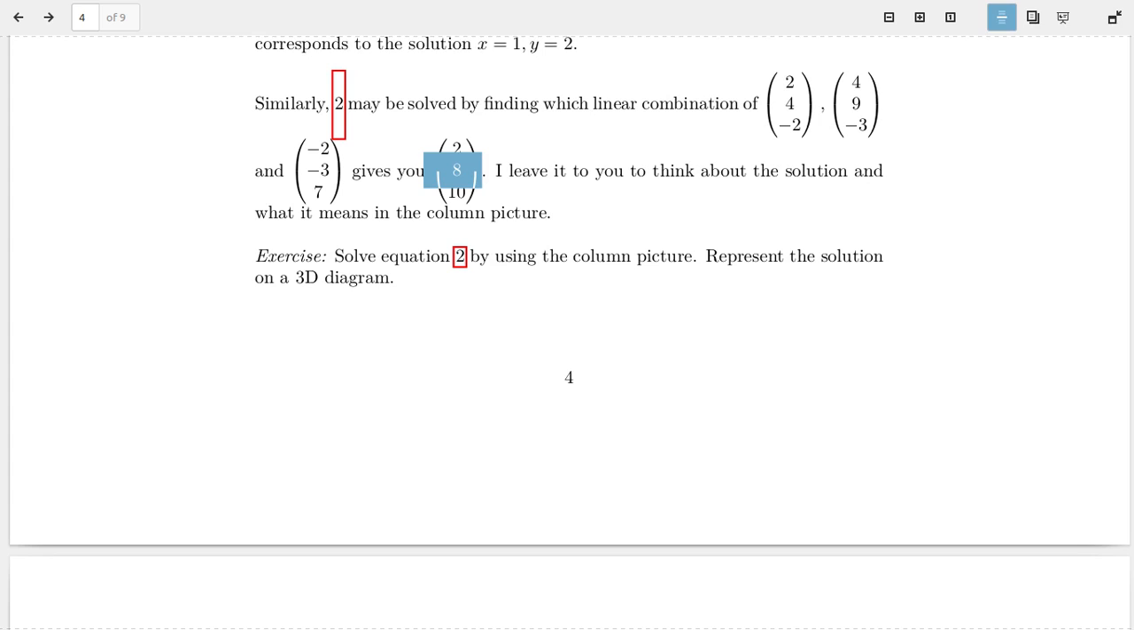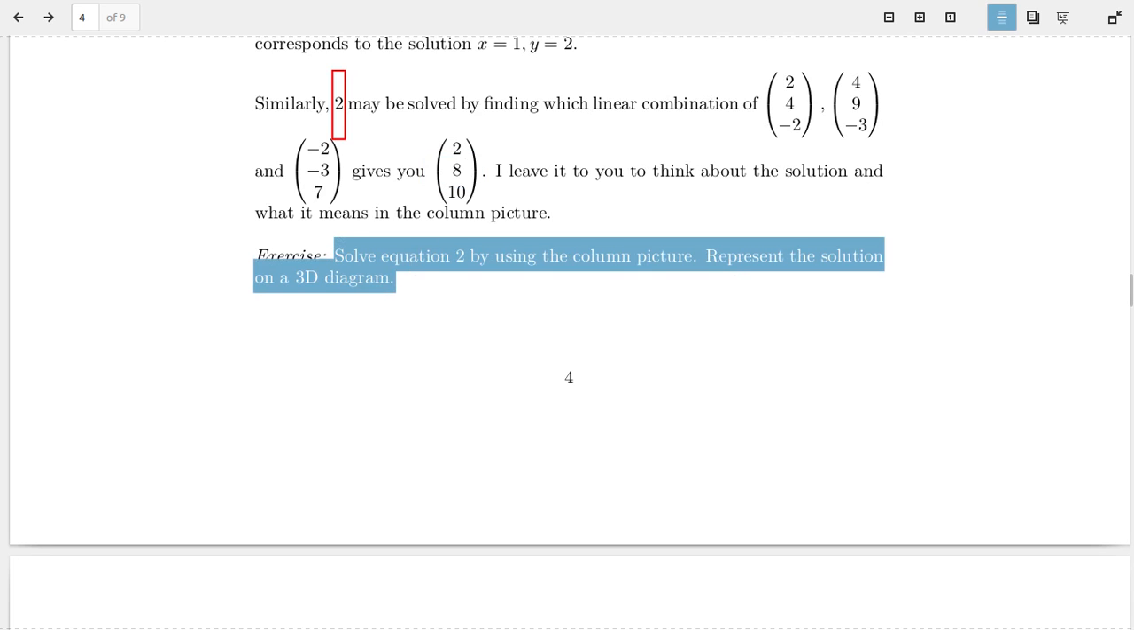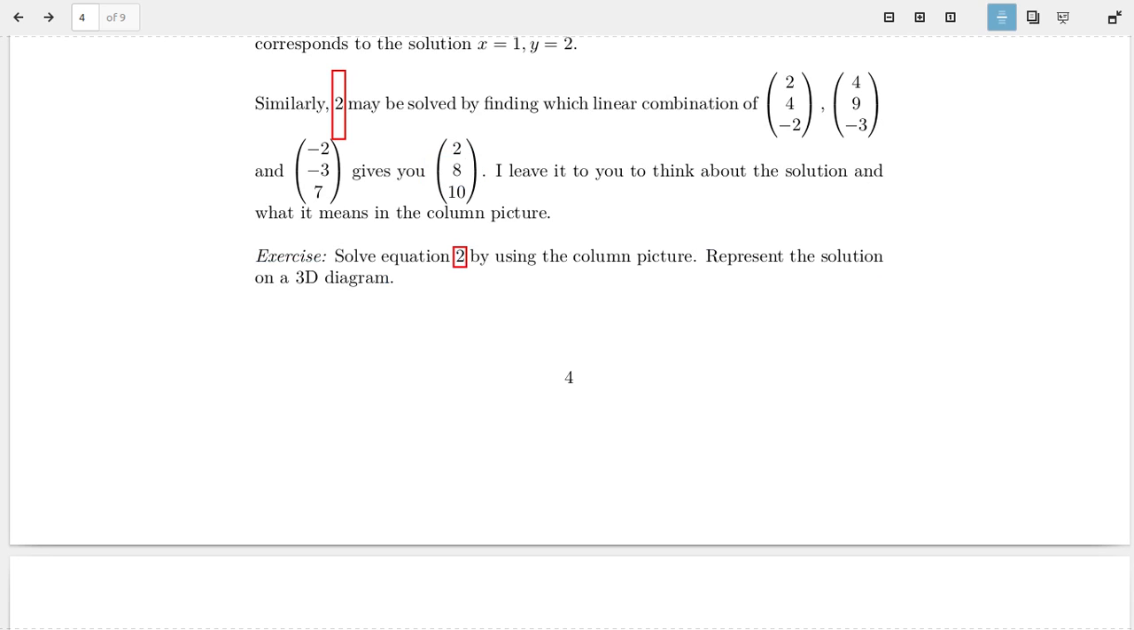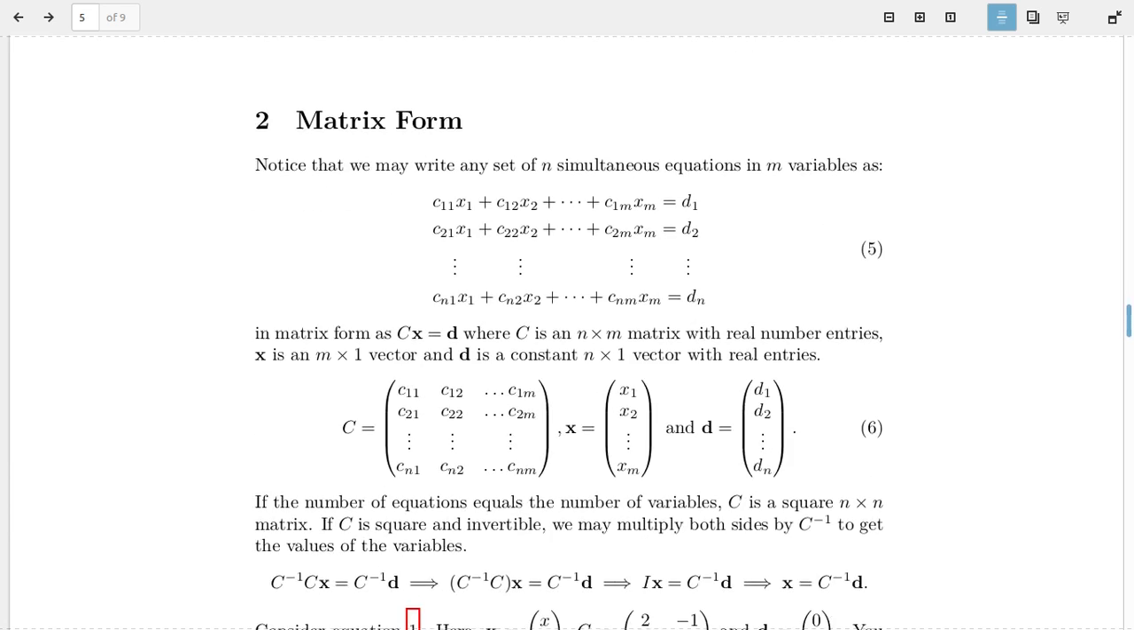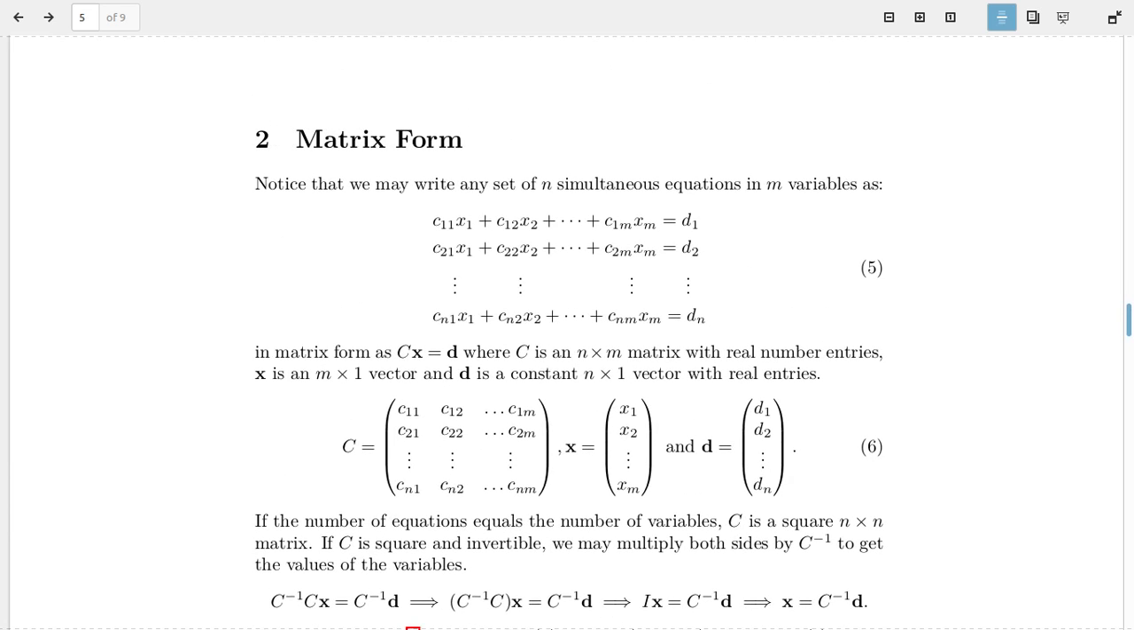Now, of course, this is left to you as an exercise. You know what the values of x, y, and z are going to be. Just plug them in and represent the system of equations on a 3-dimensional diagram. So that's exactly what I want you to do in this exercise. Remember, exercises are important. You have to do them. They're not graded, but they're important.